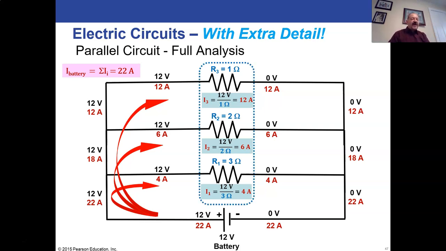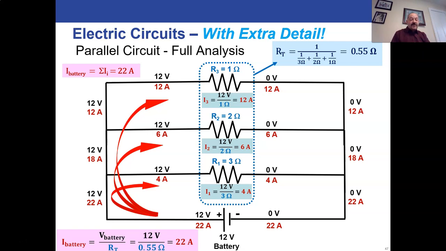You could also do this by treating all 3 resistors as one resistor, using the formula 1 over R1 plus 1 over R2 plus 1 over R3. You add them up, and it's 1 over all of that. And that would give you that they'd all behave together as if it was one circuit with 0.55 ohms of resistance. Well, you know the battery is 12 volts. You know the resistance. If you divide 12 volts by 0.55 ohms, you'll end up calculating the same 22 amps that you already calculated anyway. So there are multiple ways to get to this, depending on what information you're getting.